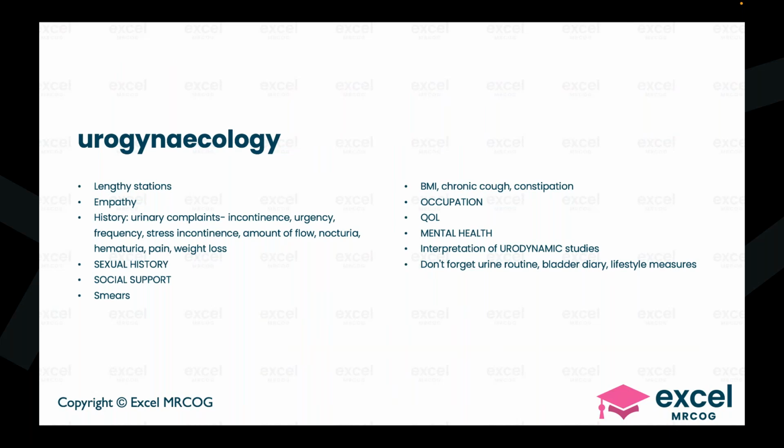Sexual history. How is it affecting her sexual life? Social. Smears. PMI, chronic cough, constipation. Important because these are the things that you should address before going to the definitive management. Coffee intake, etc. Fluid intake. Occupation, because she may be a weight lifter, and she is having a prolapse. So you need to tell her that that may aggravate the prolapse. She could, or may not discontinue, but she may pay more attention to her pelvic floor health. Quality of life, mental health, interpretation of urodynamics is important.